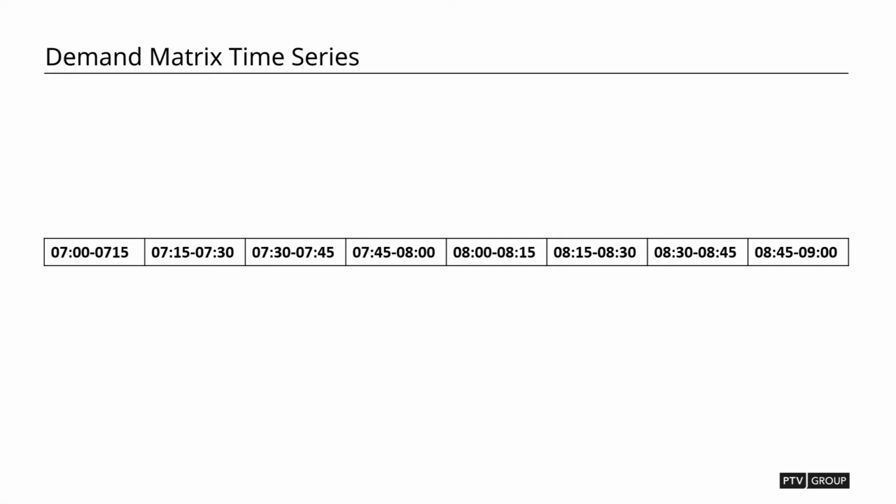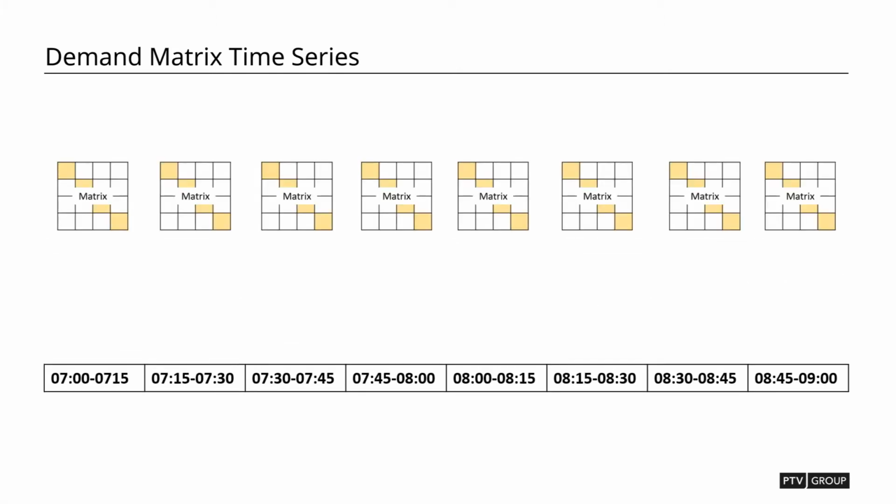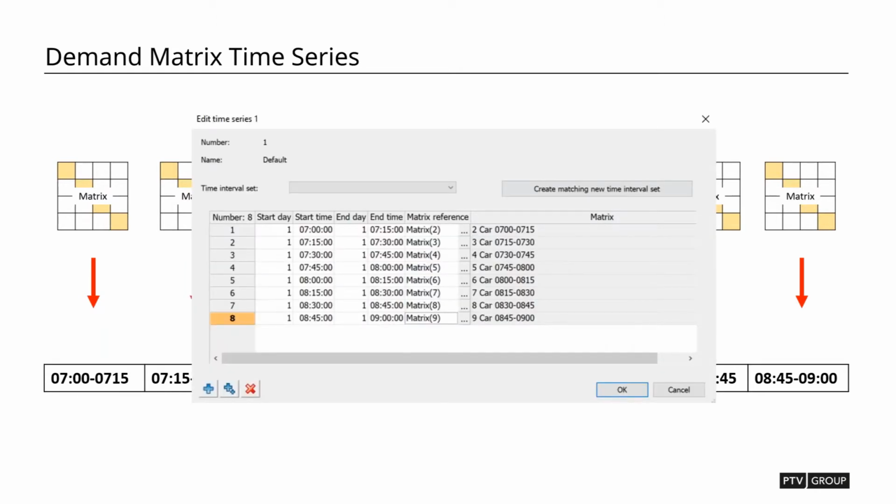The second way to do that is a demand matrix time series. So in this case, rather than having one matrix, you actually have an individual matrix for each of those time periods, which then is what is used for the assignment for each of those time periods. And in this case, rather than assigning a weight to each of those time periods, you're actually selecting the individual matrix. So depending on what kind of data you have, this is definitely a more detailed way of doing it.